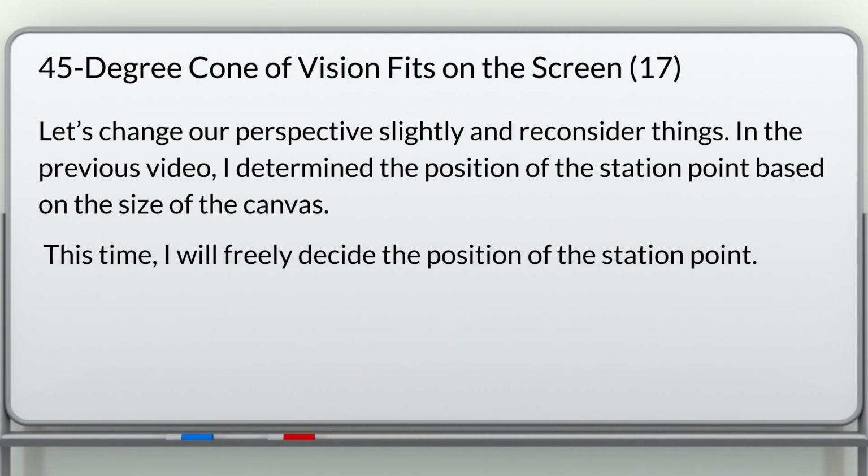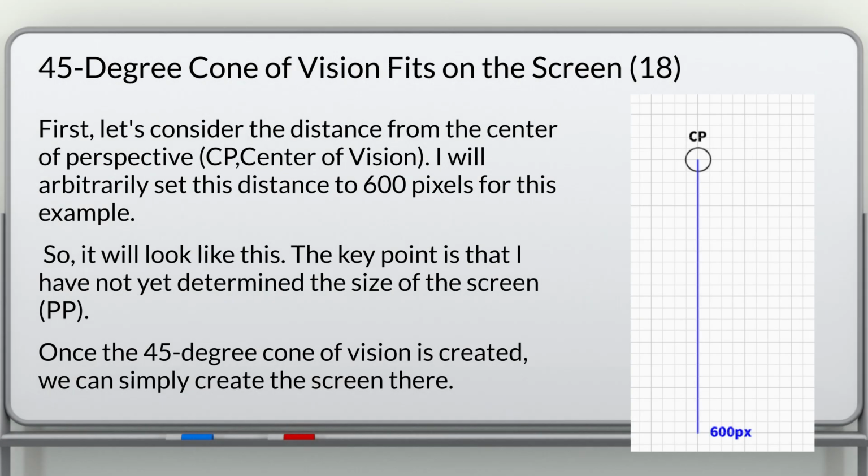Let's change our perspective slightly and reconsider things. In the previous video, I determined the position of the station point based on the size of the canvas. This time, I will freely decide the position of the station point. First, let's consider the distance from the center of perspective. I will arbitrarily set this distance to 600 pixels for this example. So, it will look like this. The key point is that I have not yet determined the size of the screen. Once the 45-degree cone of vision is created, we can simply create the screen there.